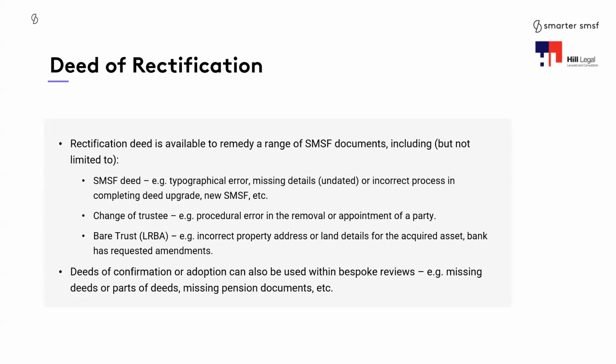So again, we've got missing deeds in certain circumstances, or parts of deeds are missing, or we're missing pension documents. So one of the documents we have on the Smarter SMSF site is a lost pension deed. Equally, we have a lost trust deed. So those things, in addition to the review service that Hill Legal provides, can try and remedy the missing information through the structured process that we have in place around that.